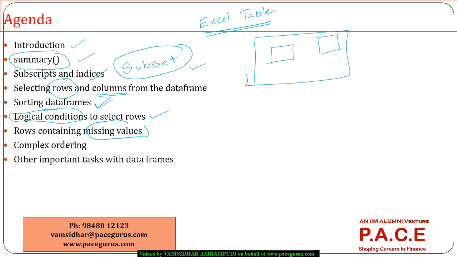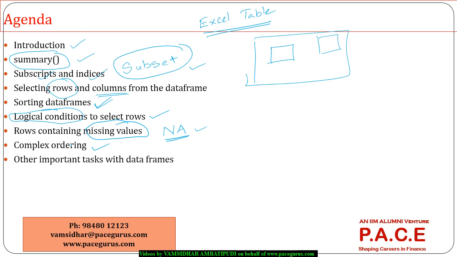If at all there are some missing values for some of the observations, R typically handles the missing values as NA, not available. So if at all my data contains these NA kind of values, how do I really handle them? What are the different mechanisms I have to handle the missing values in the data?